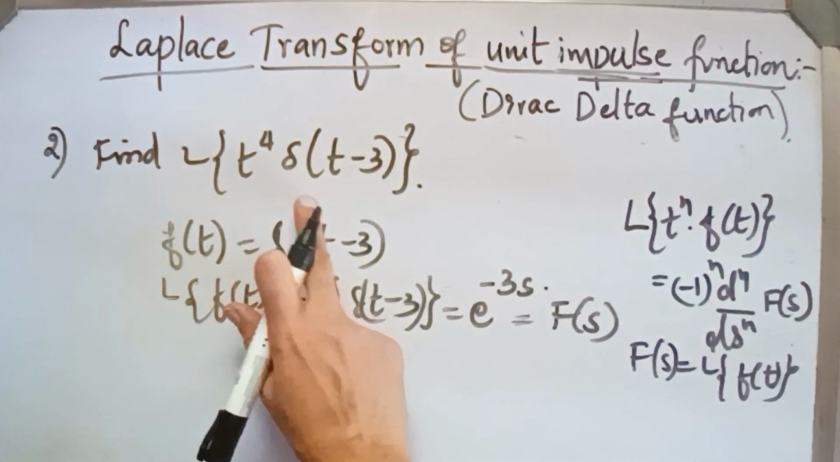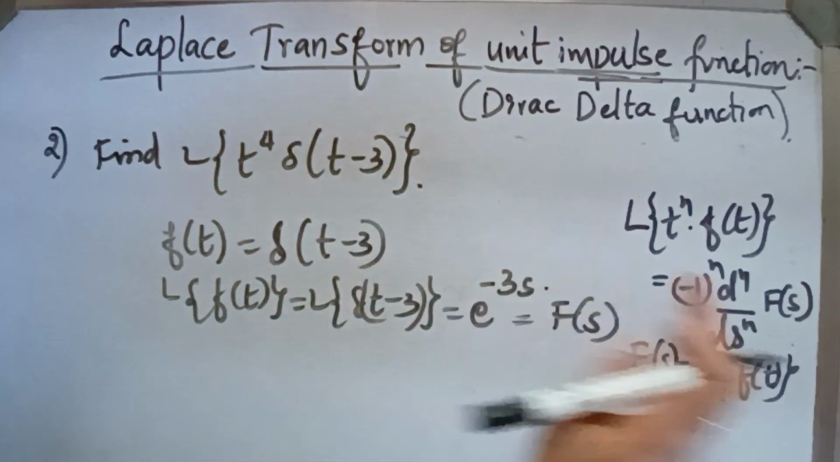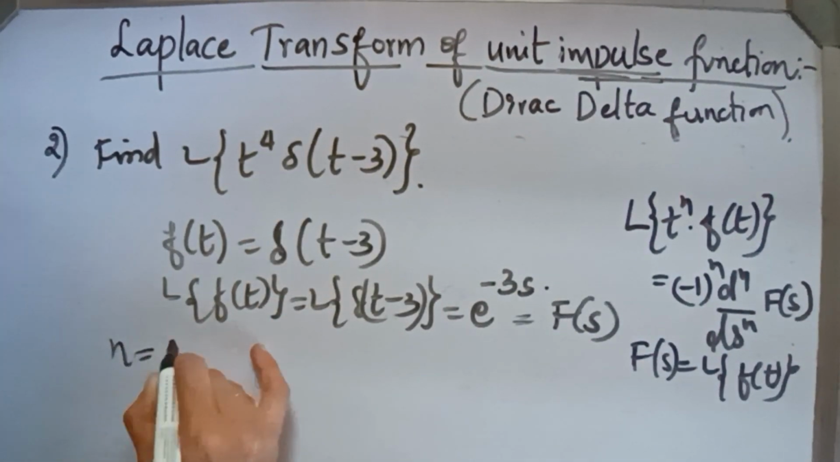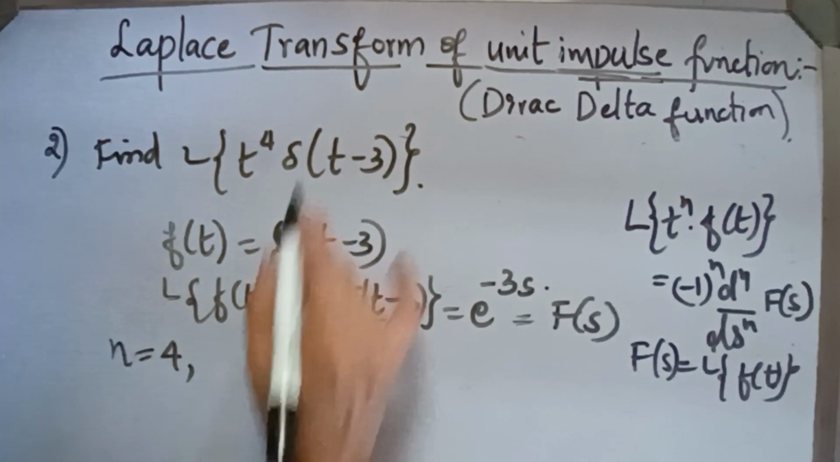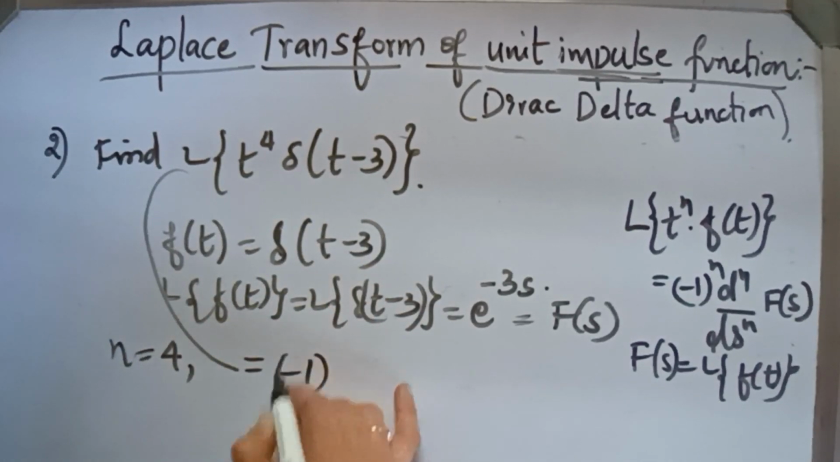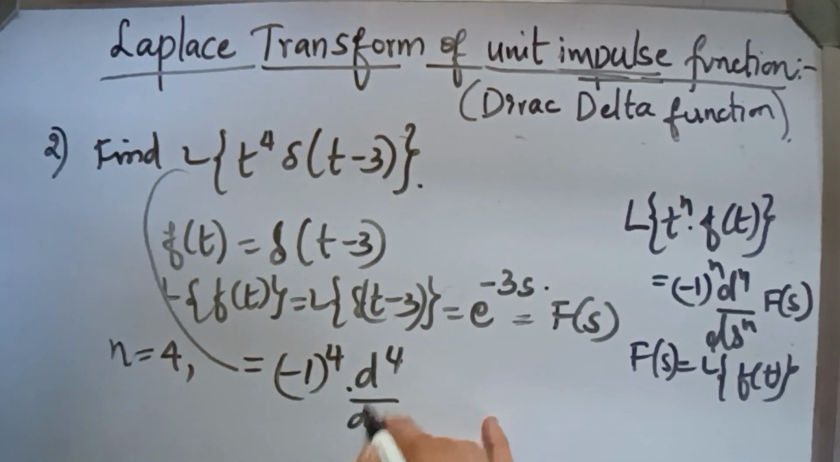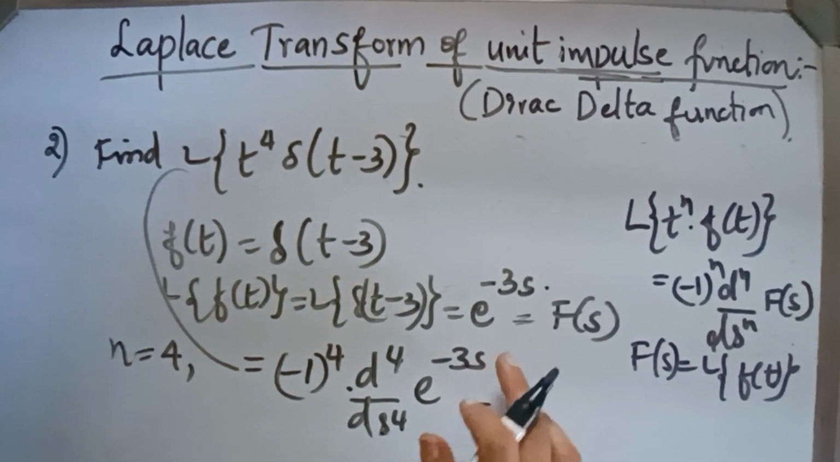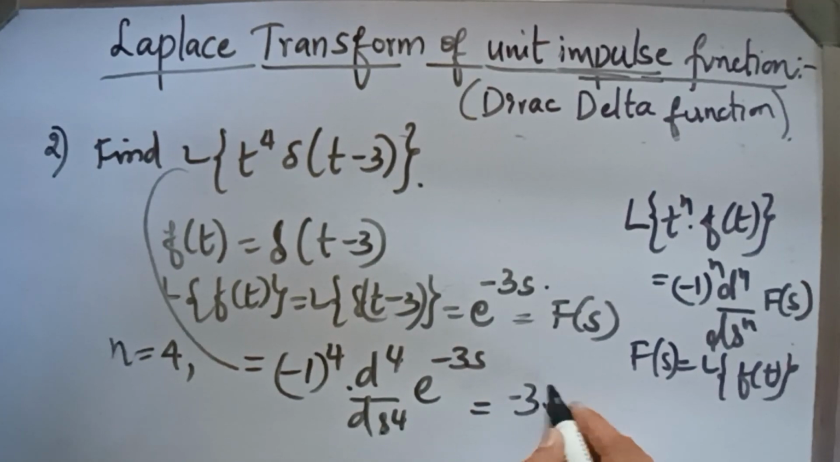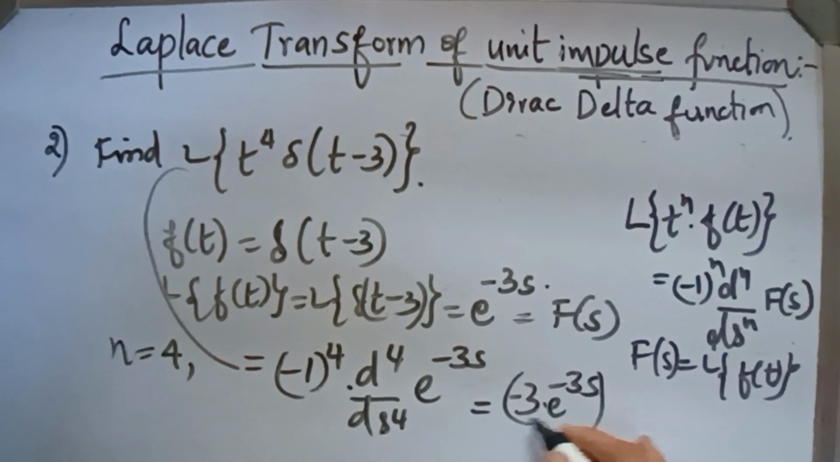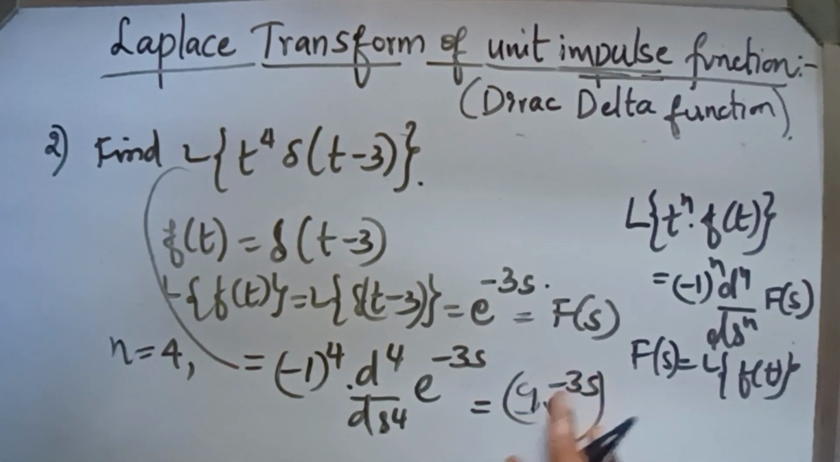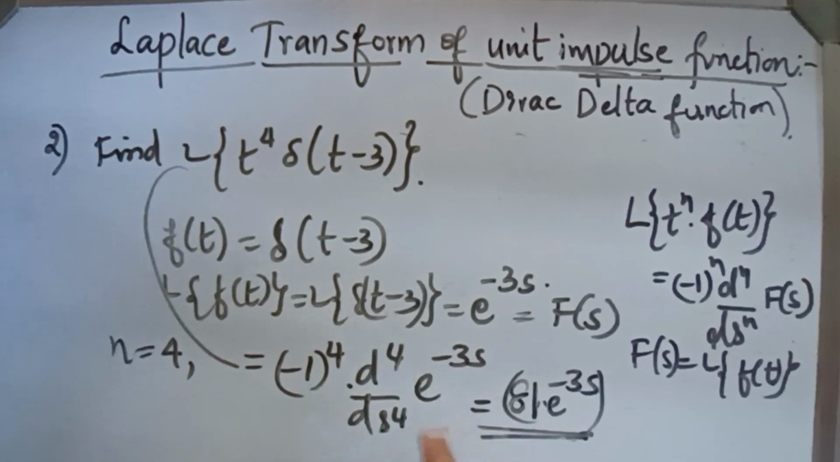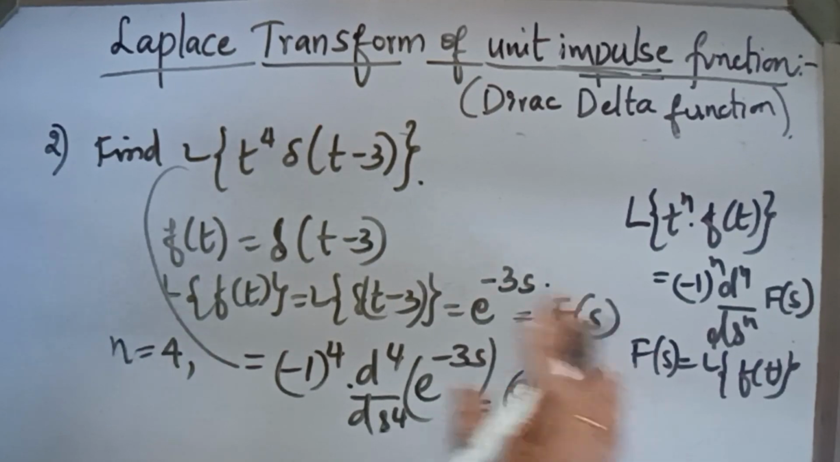Now to get the Laplace transform of t power 4 into delta of t minus 3, in this formula, n equals 4. Therefore, this value equals minus 1 to the power 4 into the fourth derivative of F of s, e power minus 3s. So this is positive. The first derivative is minus 3 e power minus 3s. The second derivative is minus of minus, plus 9. The third derivative is minus 27. The fourth derivative is plus 81. So finally you will get 81 into e to the power minus 3s. This is the final answer.